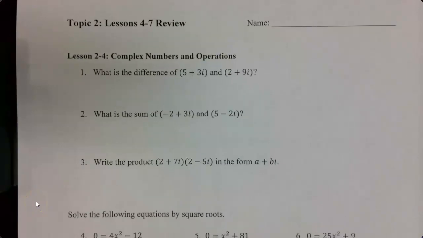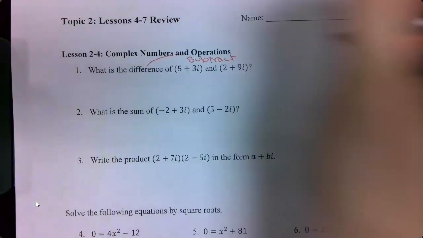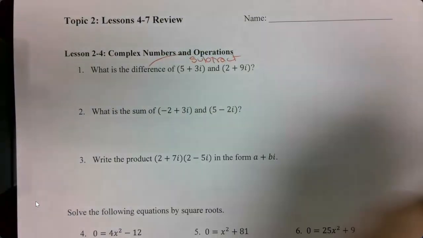So in this video, I'm going to go over the 2.4 to 2.7 test review. 2.4 is over complex numbers and operations. This first part wants me to find the difference. Remember, this means subtract. So I'm going to write this out on my paper with the subtraction sign in the middle.